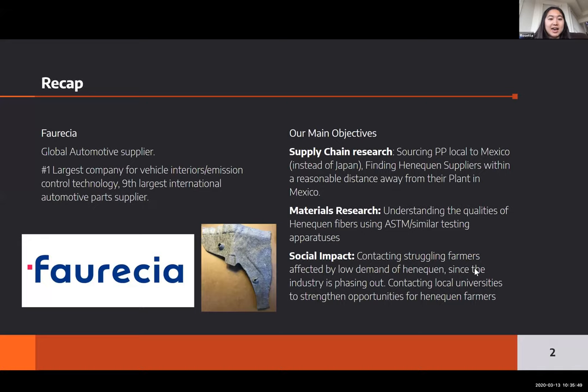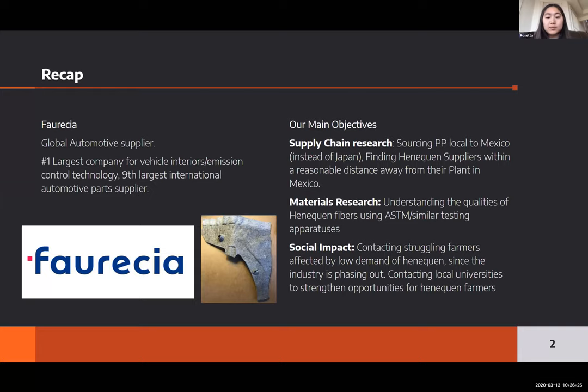We are working with Faurecia, a car parts manufacturer, to optimize their natural fiber composite plastic material for car part interiors. Currently, it's a composite of 50% flax, 50% polypropylene, and our goal is to optimize the supply chain and the materials used. So we are replacing flax with henequen, sourced locally closer to the manufacturer in Mexico, and we're looking into replacing non-biodegradable polypropylene with a biodegradable resin.